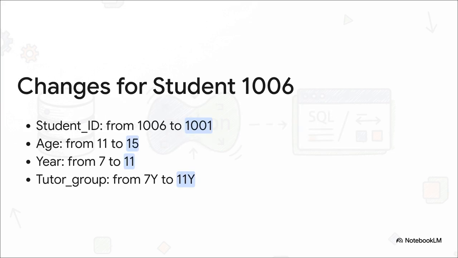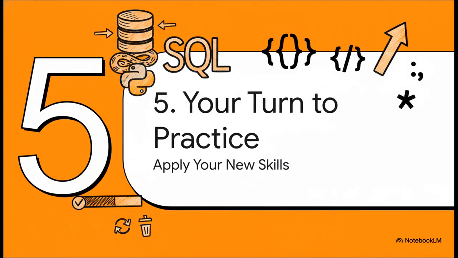And here's the play-by-play of exactly what happened. The student ID was changed to 1001, age to 15, year to 11, and the tutor group to 11Y. It did precisely what we told it to in our SET command. This is what I mean by having surgical control over your data. It's powerful stuff. Okay, so we've covered the 2 big ways to change data, deleting it and updating it.